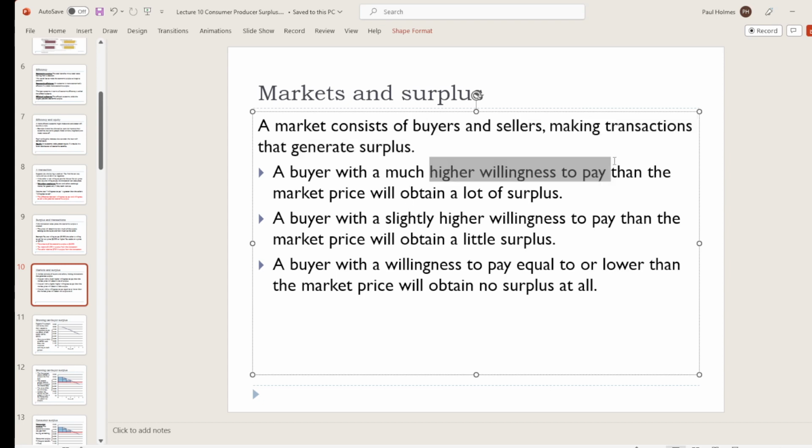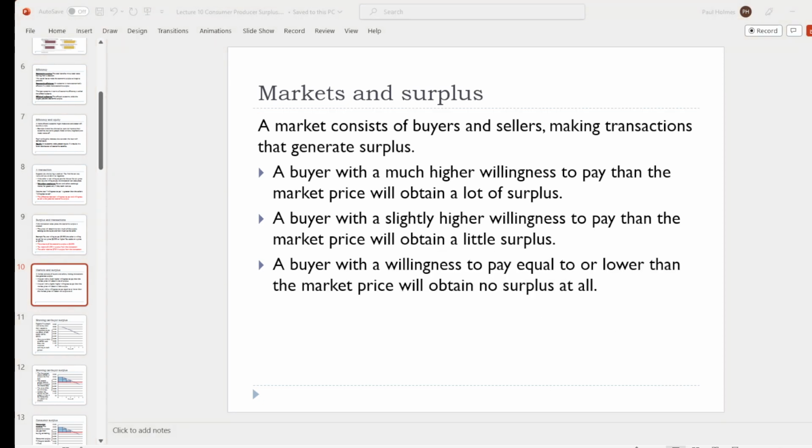Depending on their willingness to pay or willingness to sell, they might get lots of surplus if they have a very high willingness to pay, a little surplus if they have less, or zero if they are willing to pay no more than whatever the price is that they would need to pay. If they are willing to pay exactly the market price and they do engage in that transaction, then we would say they'd get zero surplus. And if they don't engage in a trade, we also say they get zero economic surplus.